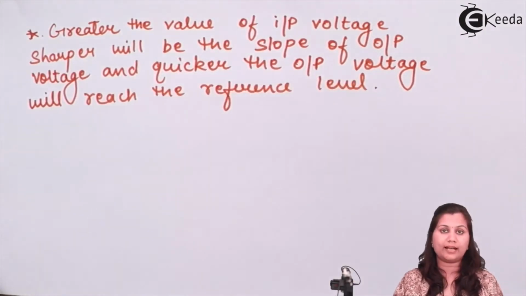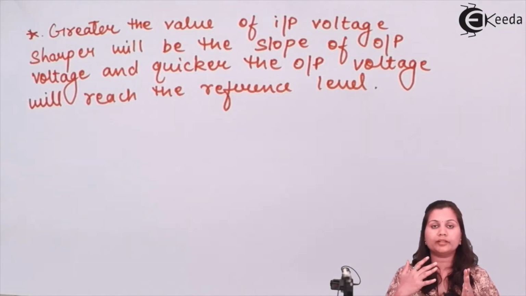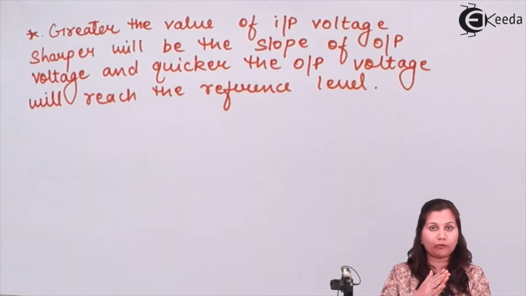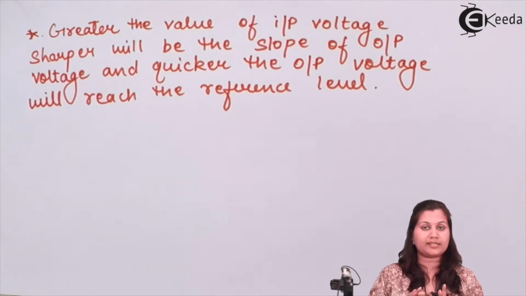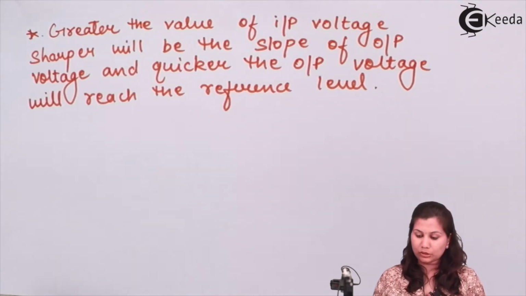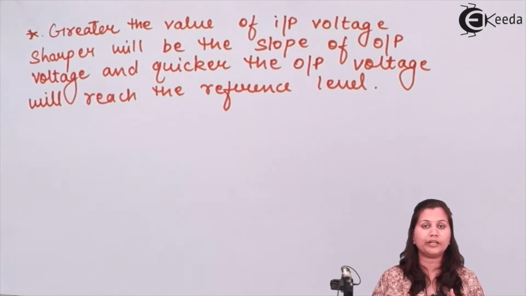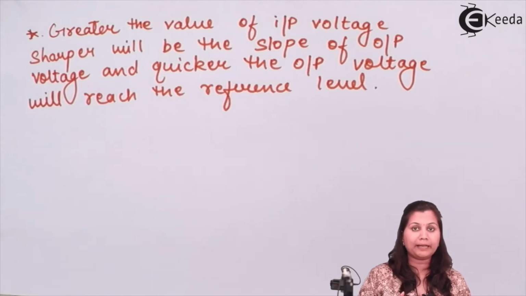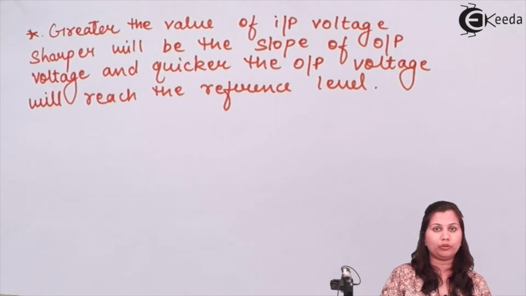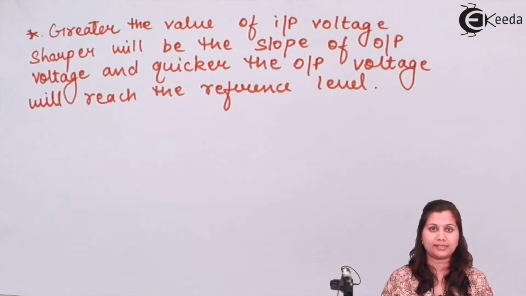Now, as I have said, the slope of the output voltage is in proportion to the value of the input voltage. So if the input voltage has a very large value, then the slope of the output voltage will be sharper, and it will reach the reference level more quickly. So the pulse will be generated quickly. The pulse is going to trigger the pulse generator. So depending upon the value of the input voltage, you can see how fast the processing is done.